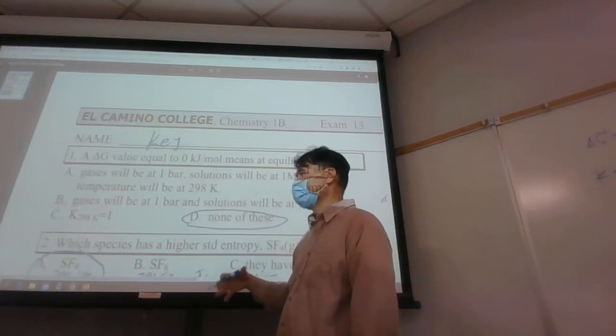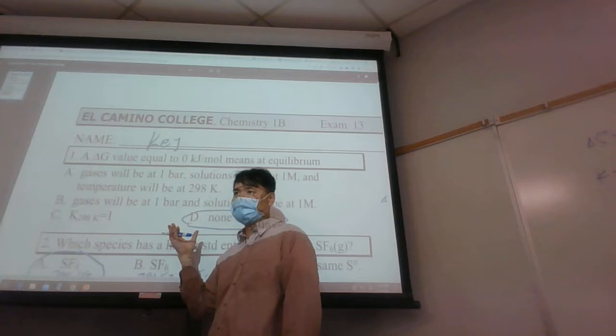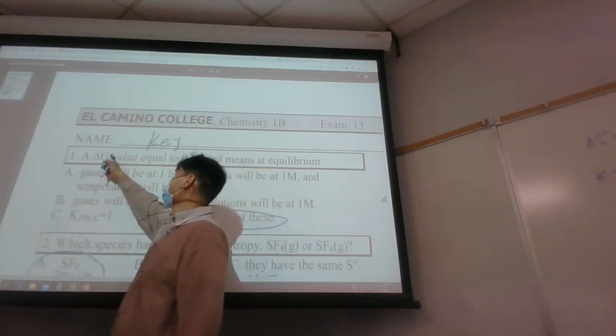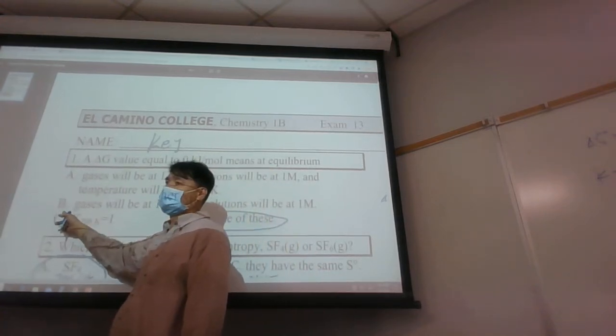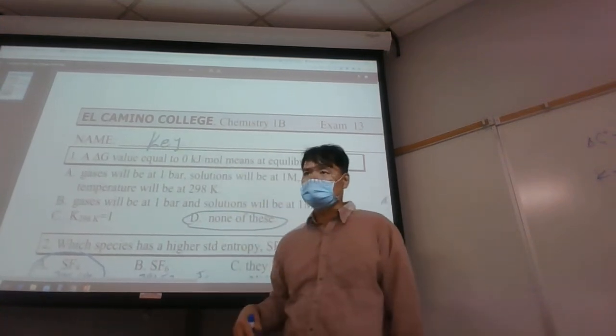You've gone through this. Okay, now what can I do? Well, what if I change this, or what if I change that? What would it do? So if this were delta G under standard conditions, then B would be correct. If this is just delta G, then D would be correct.